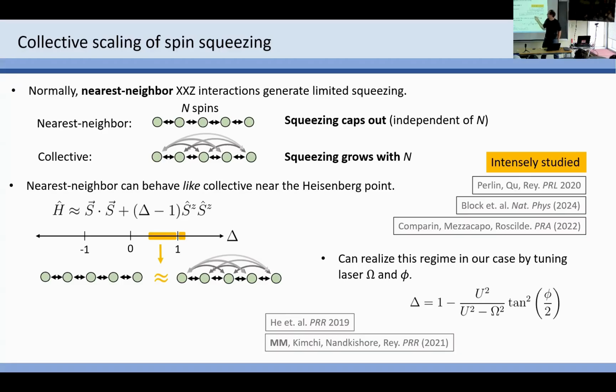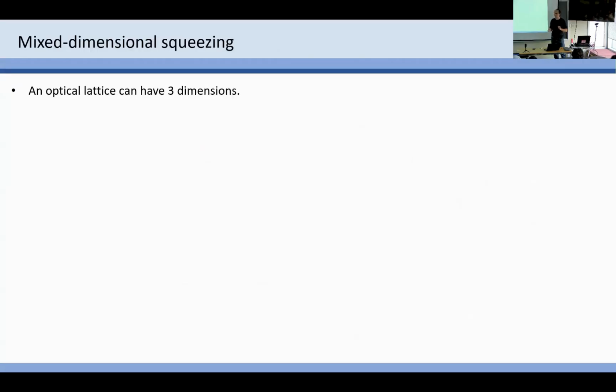But the punchline is when you're close to the Heisenberg point, but not quite at it, you can have a scalable squeeze. And of course, in our case, we have an anisotropy that is controlled by these laser parameters, and we can come reasonably close to delta equals 1 if we want. There's a price to pay, of course: the closer you come, the longer it takes to generate your squeezing, but a reasonable trade-off can easily be found. Okay, so that's cool.